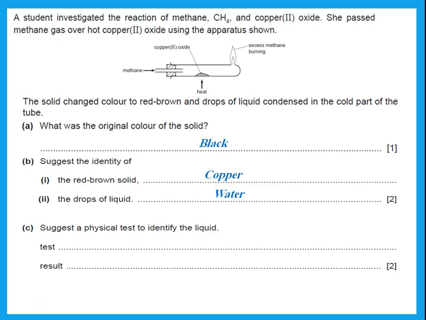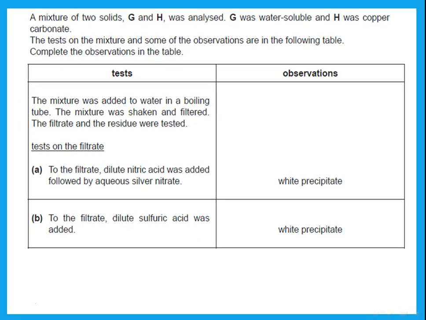So just a physical test to identify that this is water. What was the physical test for water? Heat to boiling. It boils at 100 degrees centigrade. Okay. This is another type of questions that you get in paper 6.